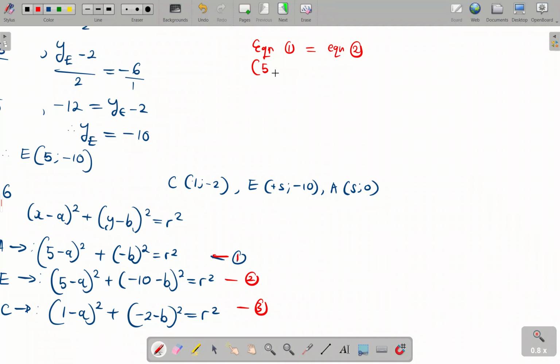Is 5 minus a, y equals to equation 1 equals to equation 2. All of them are equal to r squared. You see, all of them, they're equal to what? R squared there. So you can equate them anyhow you want, but as long as you know what you're doing. Yeah. So I start with this so that this and this will rationalize.